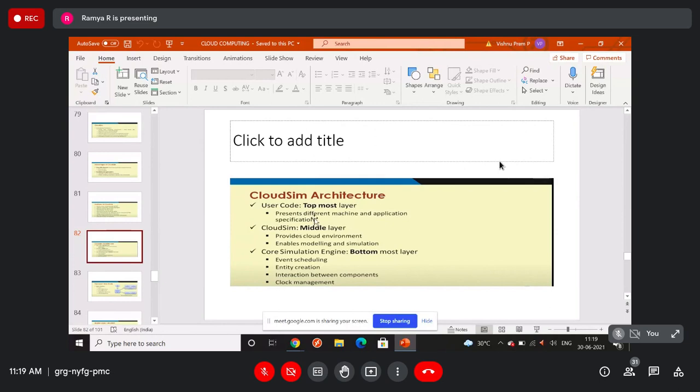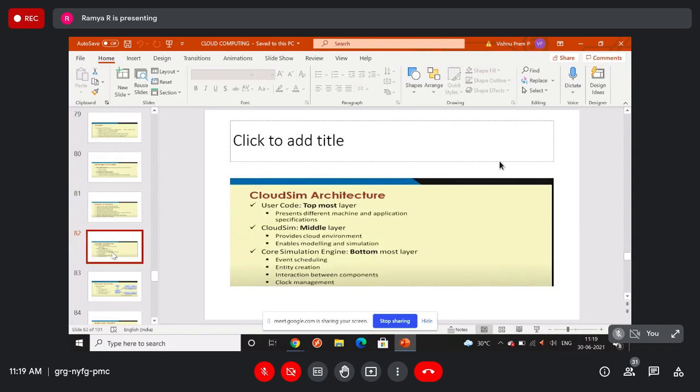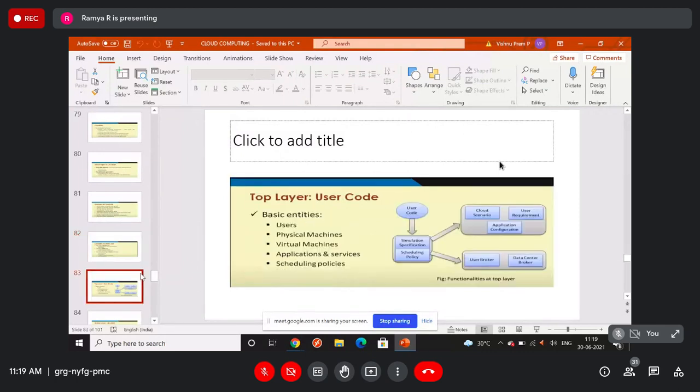Okay, so we see here that this presents different machine and application specifications. Just understand one thing: this has different features and some layers: user code, CloudSim, and core simulation. The bottommost layer handles event scheduling and entity creation, the middle one provides the cloud environment, and the topmost layer presents different machine and application specifications. So it handles different things.